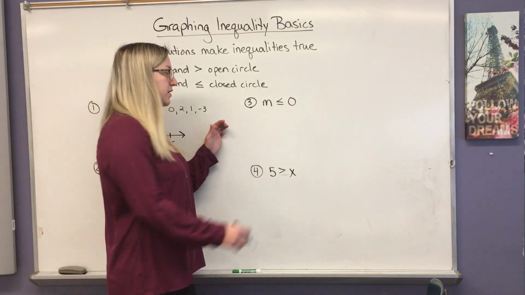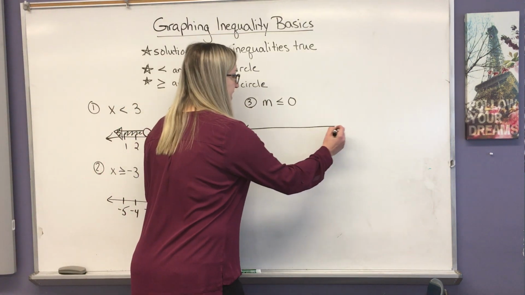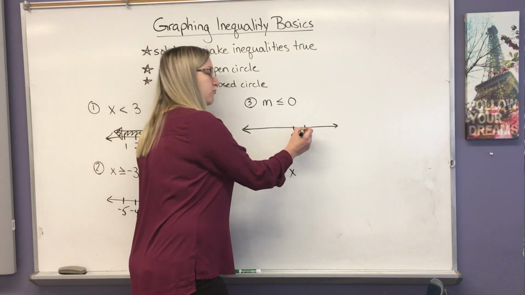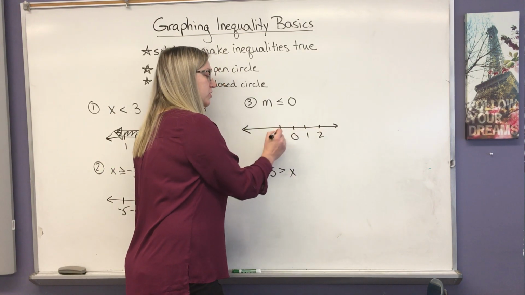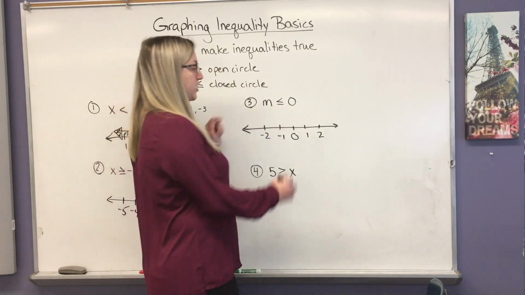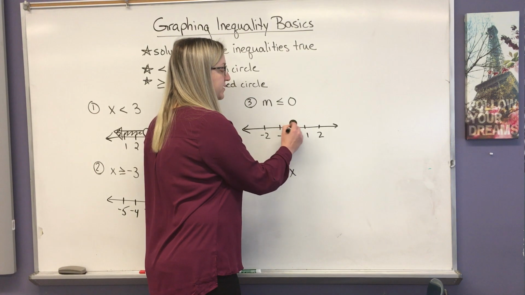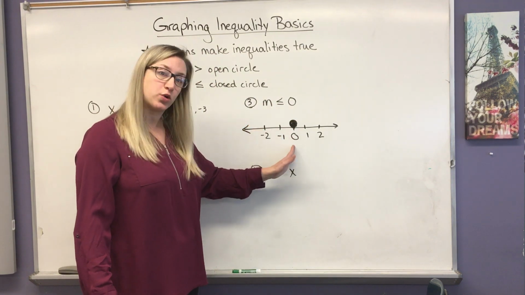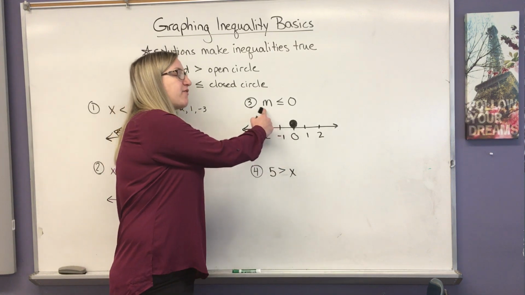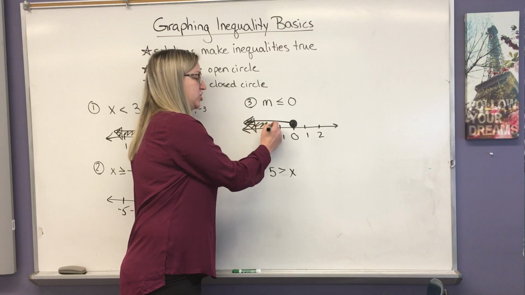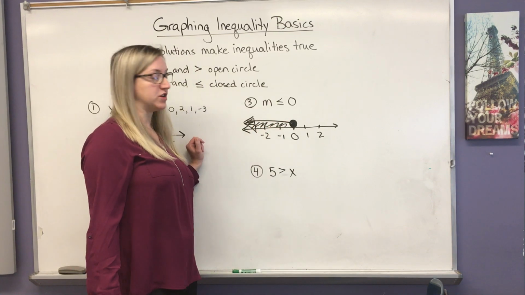So for number 3, we have m is less than or equal to 0. So I'll put 0 in the middle. To the right are my positive integers, 1 and 2, and to the left are my negatives. I'm going to use a closed circle, once again because this says less than or equal to, meaning I can equal 0. And then everybody below it, so to the left, I shade, because shading represents solutions.